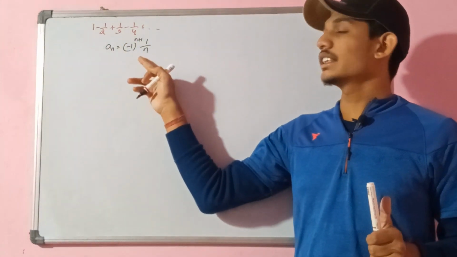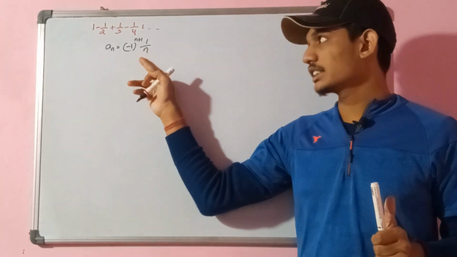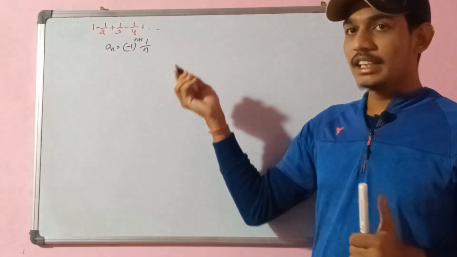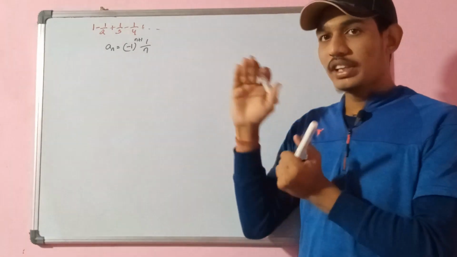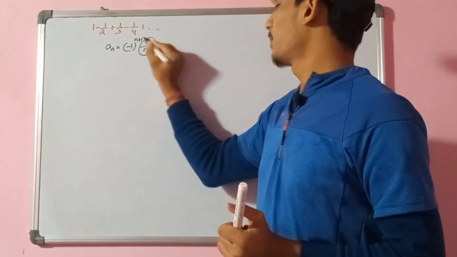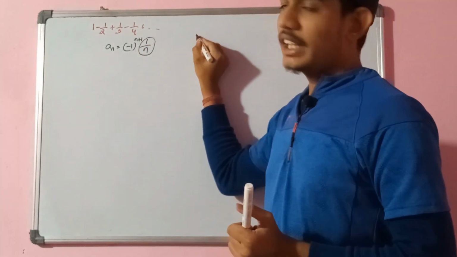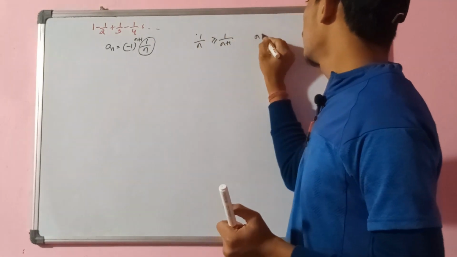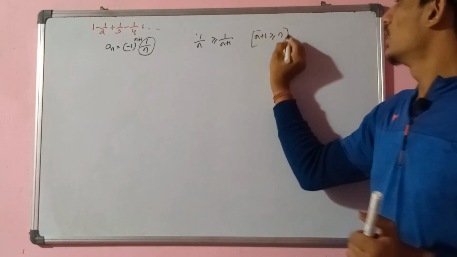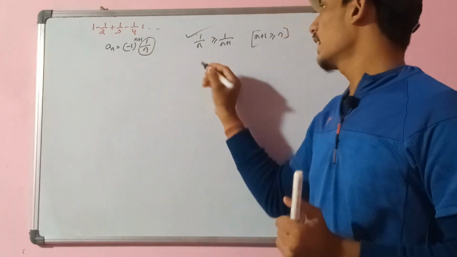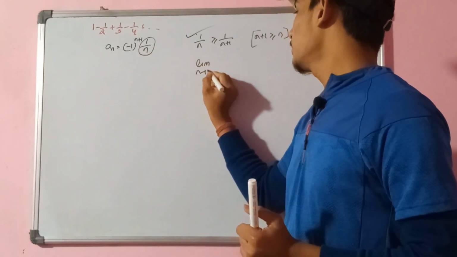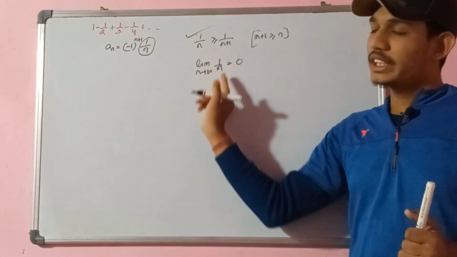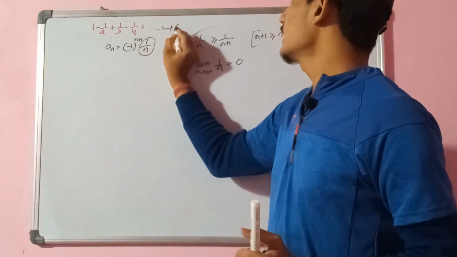For checking the convergence or divergence of this series, I have to check the Leibniz test. What is the Leibniz test? First condition, it should be monotonically decreasing. It should be monotonically decreasing, which means 1 by n is greater than or equal to 1 by n plus 1, because n plus 1 is greater than or equal to n. So it is monotonically decreasing. Second thing, limit n tends to infinity 1 by n is equal to 0. So it is satisfying both the conditions. That's why this series is convergent.